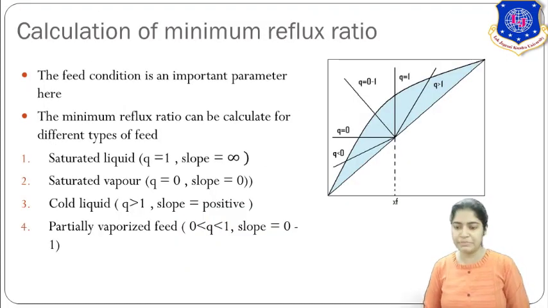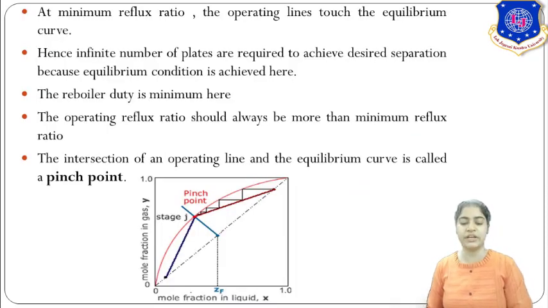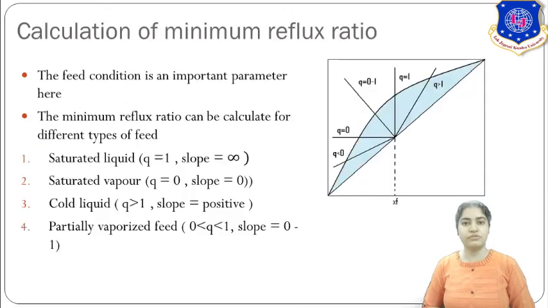Now how to calculate minimum reflux ratio? See, here the feed is very important, because at the end you can see the pinch point is the intersection of the operating lines and the feed line. Here are the 4 feed conditions which you have to deal with. For all the 4 conditions, the calculation of minimum reflux ratio is different.